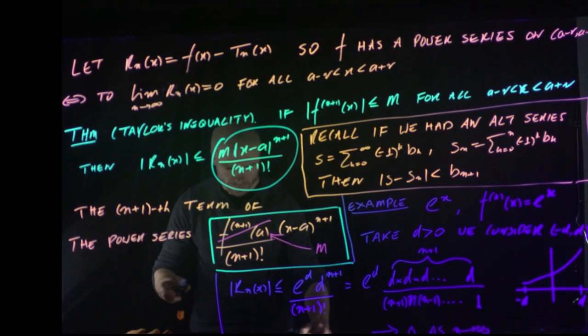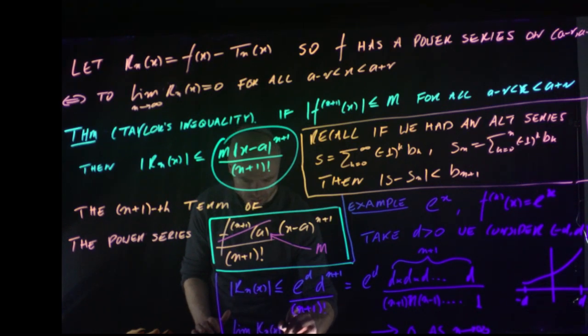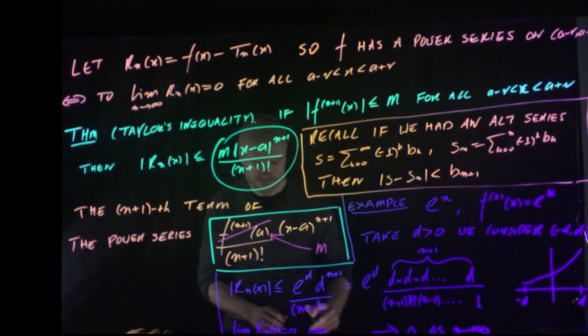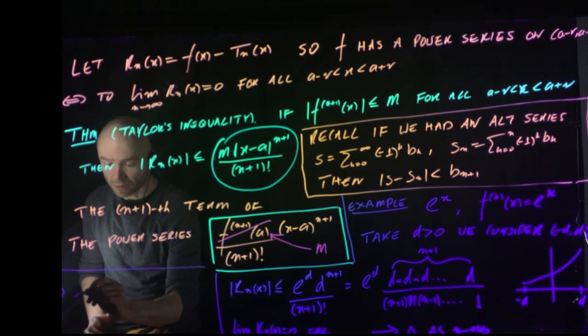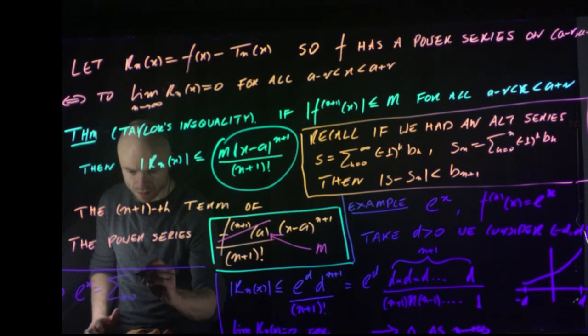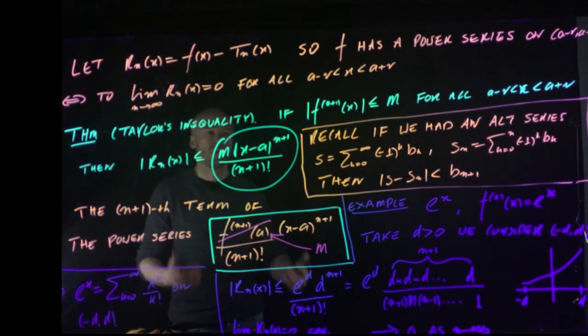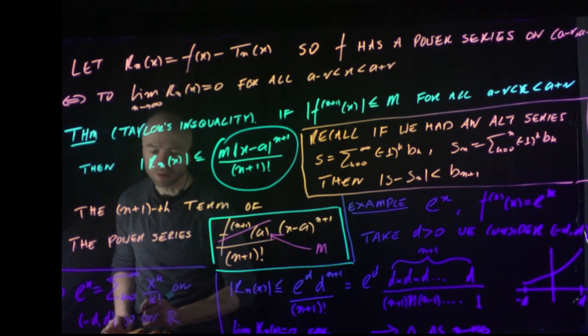So in particular, I'm just saying exactly the same thing, the limit as n goes to infinity of the remainder R_n(x) equals 0 for x between a minus r and a plus r. Which means that this function e to the x actually is equal to its Taylor series on minus d to d, but d was completely arbitrary. d was any number, so it's actually true for the whole of R.